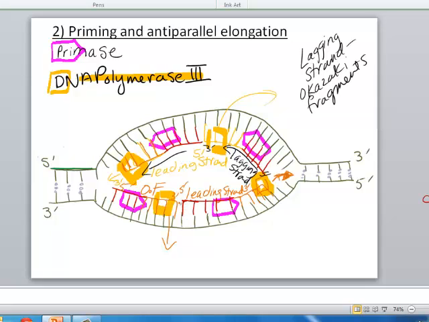Okay, so we have a gap right here. And we have a gap right here because Okazaki fragment DNA polymerase cannot bind to the primer in front of it. It just can't do that. So what happens next?